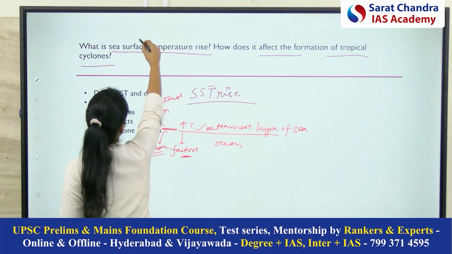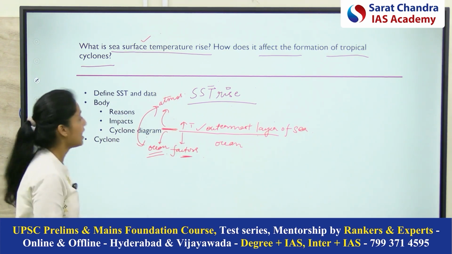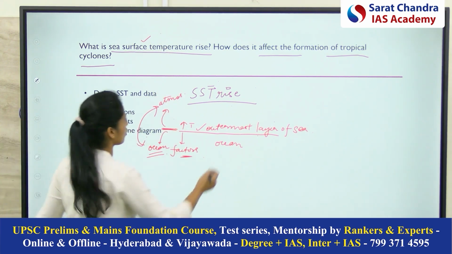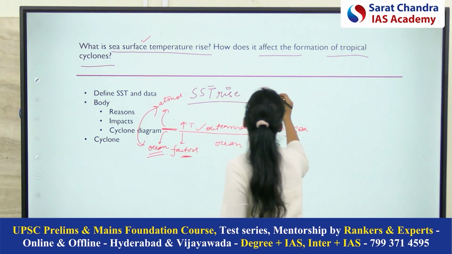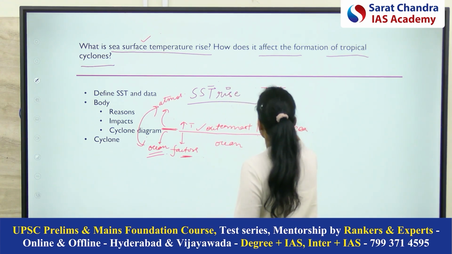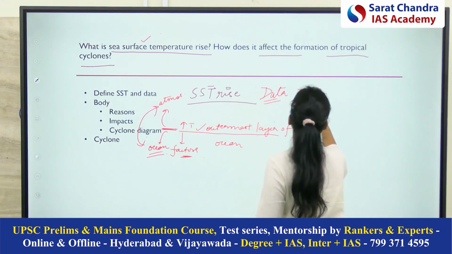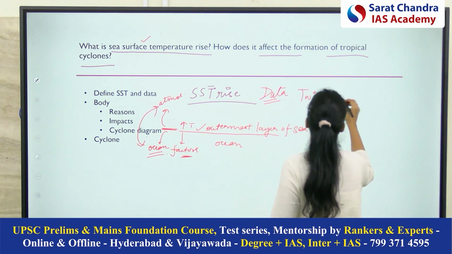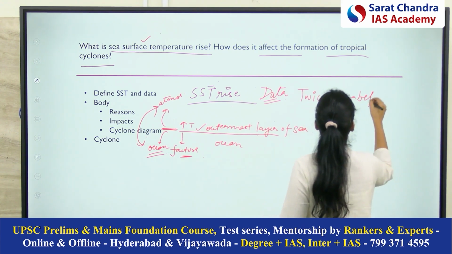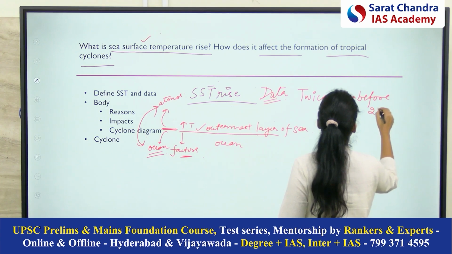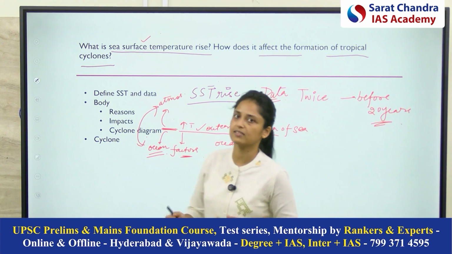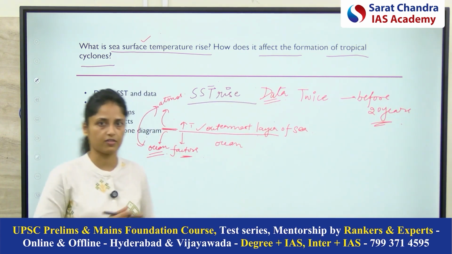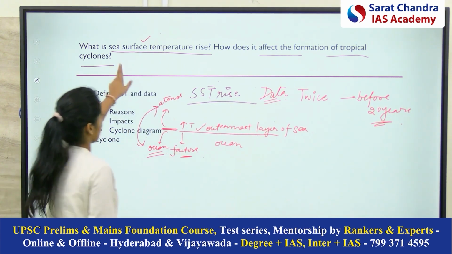So we have discussed what sea surface temperature is, right? And if you have any data, you have to put the data also. So according to a report, the sea surface temperature is rising at twice the rate it was 20 years ago. So basically, the rise of sea surface temperature is increasing year after year, decade after decade. Okay, so we are done with this.